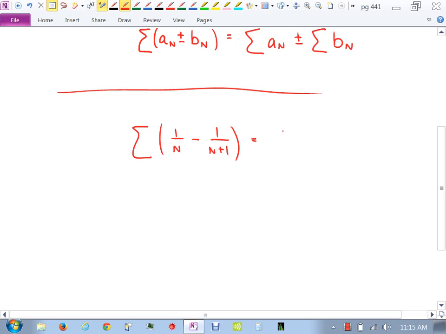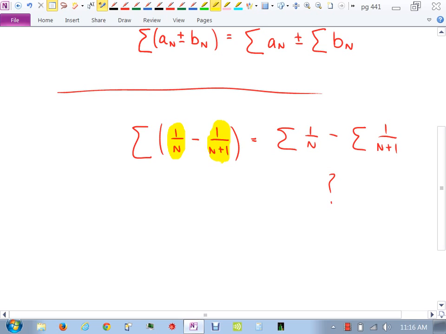Does that equal the sum of 1 over n minus the sum of 1 over n plus 1? Shaking your head, no. Why not? This is harmonic. 1 over n is harmonic, right? 1 over n plus 1 is also harmonic, because it just goes up by 1. You plug in 1, you get 1/2, then 1/3, 1/4, 1/5, 1/6, 1/7. And we showed that that was harmonic and it diverged last time.